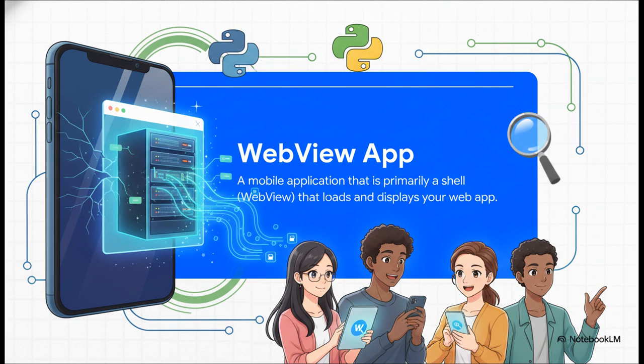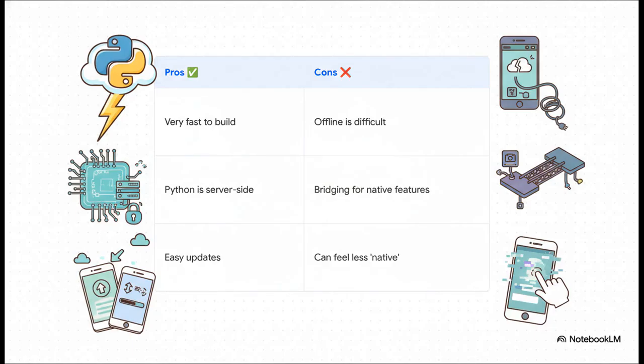So the user taps an icon on their phone, but what they're seeing is your live website powered by your server. And this is where we get to the really critical trade-off. The advantages, they're huge. I mean, it is so fast to build. Your Python code just stays on the server where it's happy, and this is a big one. You can update your app's features just by deploying your web app. No need to go through a painful App Store review every single time.